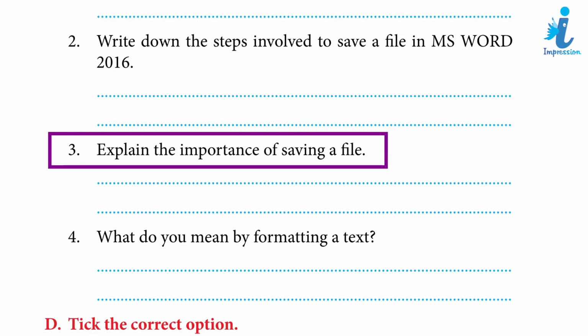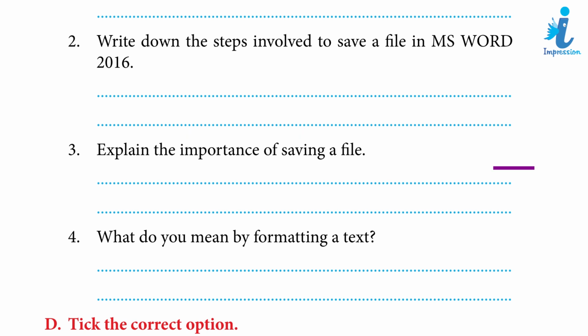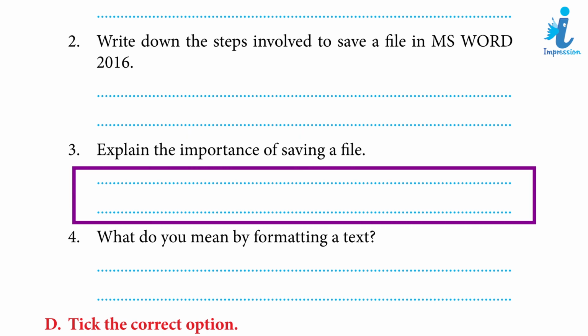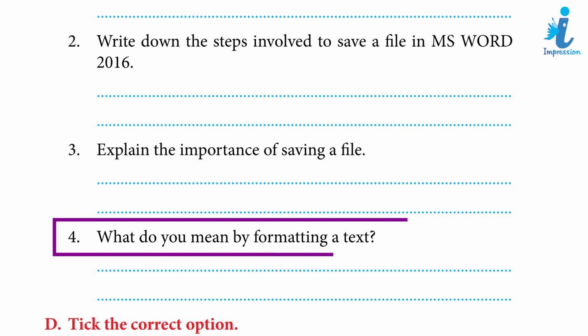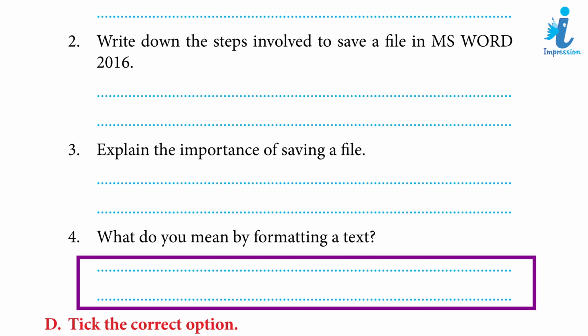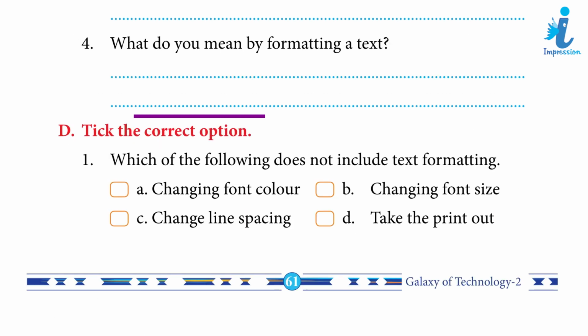3. Explain the importance of saving a file. Answer. Saving a file is very important. When we save a file, it can be used later to work on it. We should always save a file before closing it. 4. What do you mean by formatting a text? Answer. Formatting a text in MS Word includes changing the font, bolding the text, and changing the font color and size.